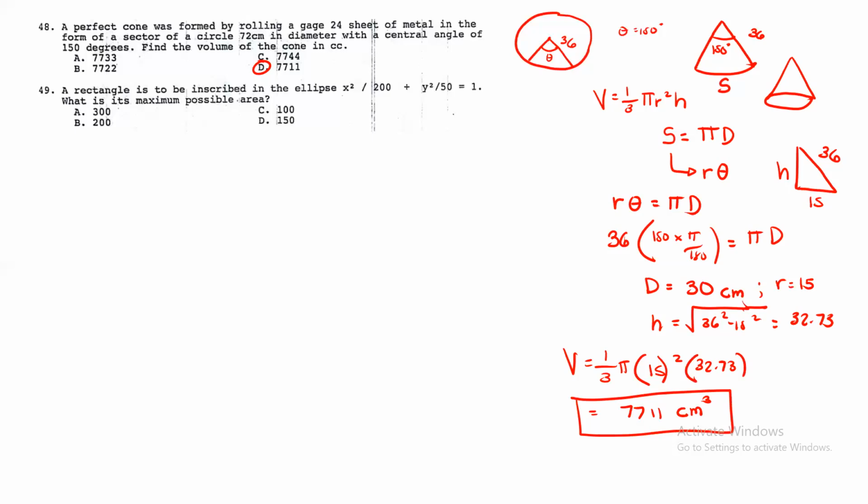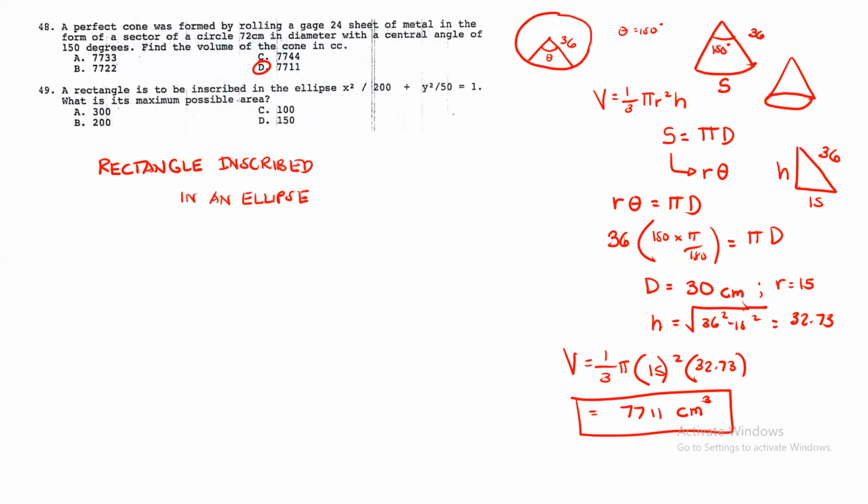Number 49: a rectangle is to be inscribed in an ellipse. There is a given formula. What is the maximum possible area? So guys, when a rectangle is inscribed in an ellipse, rectangle inscribed in an ellipse.